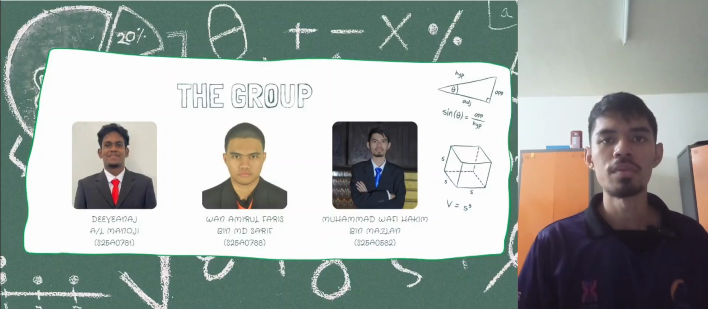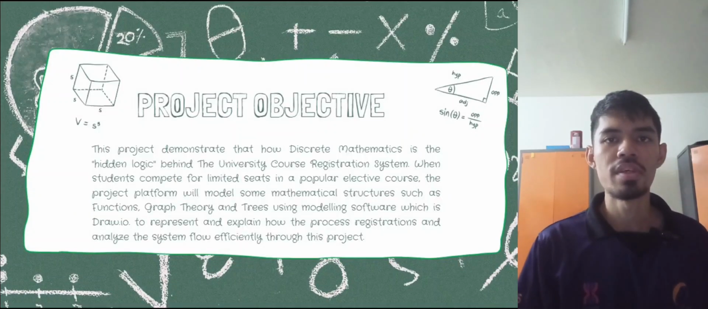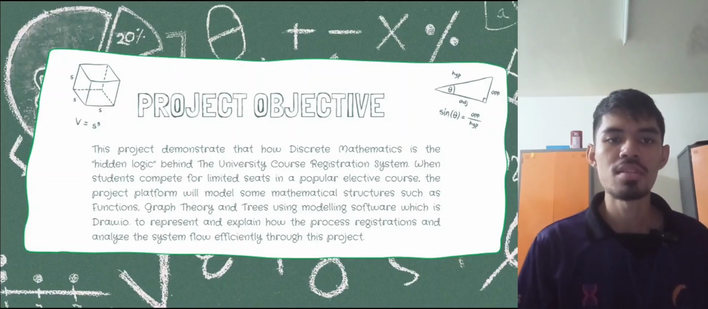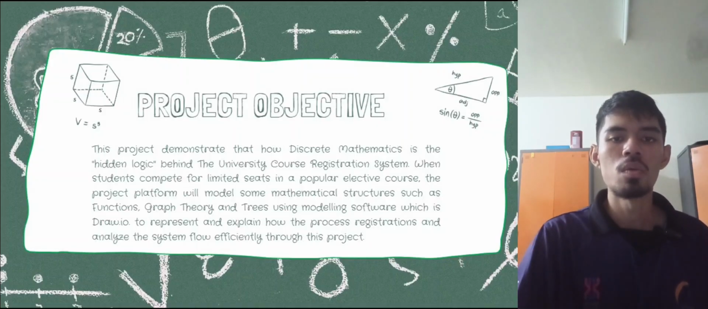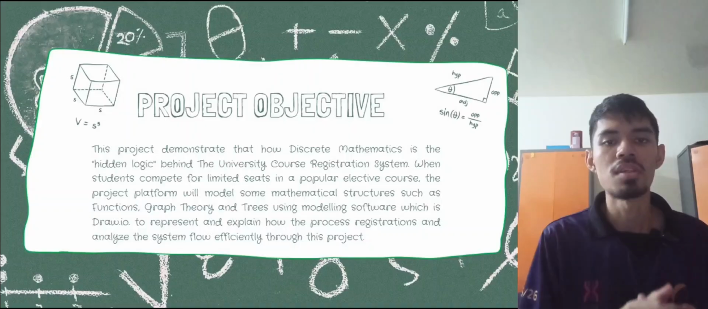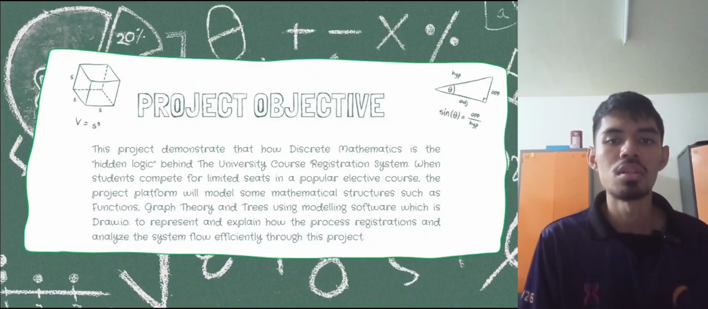Everyone, we are from Group 23 and we will present about the course registration, mapping student IDs to available seats in a high demand elective subject. We have three members: Deeveanaj, the leader, Amirul Faris, and my name, Muhammad Wafi Hakim. Our project objective is to demonstrate how discrete mathematics is applied to the university course registration system.